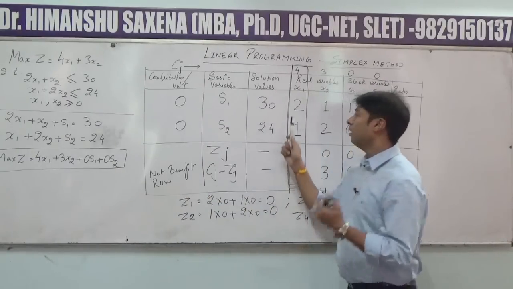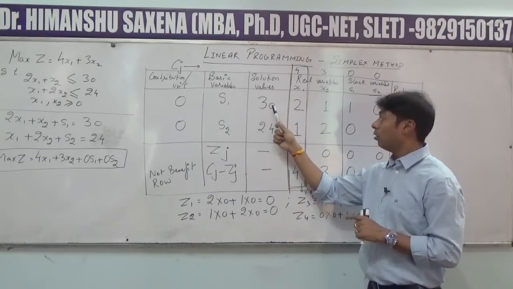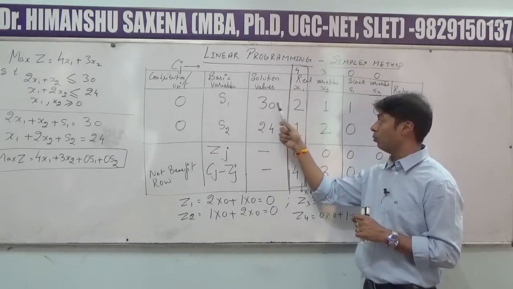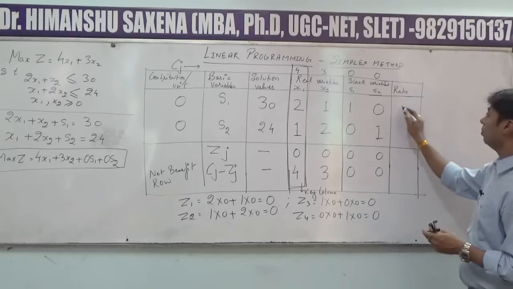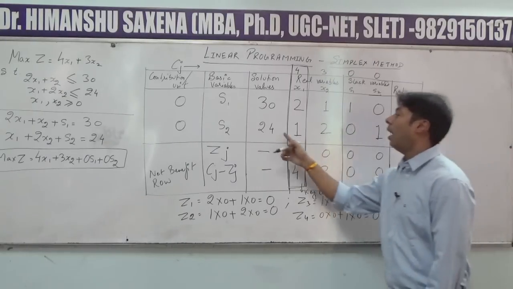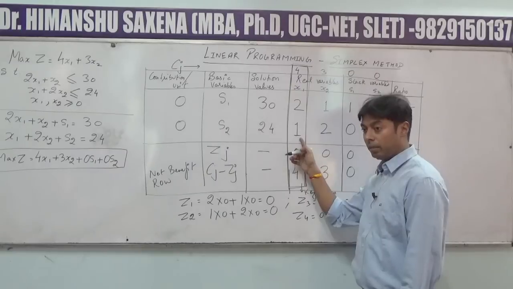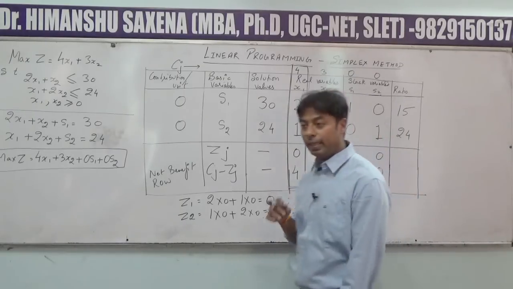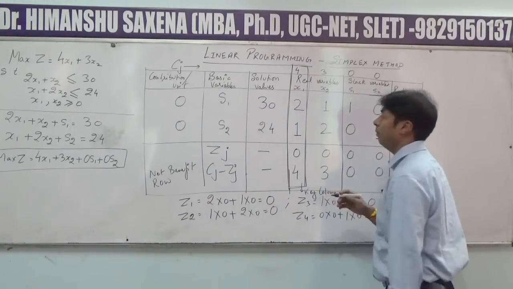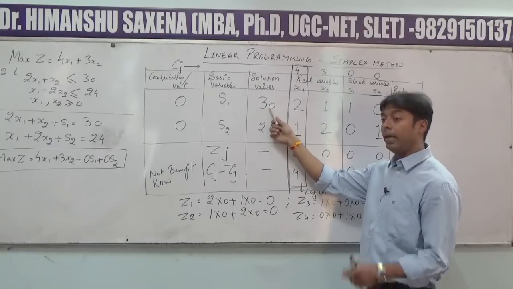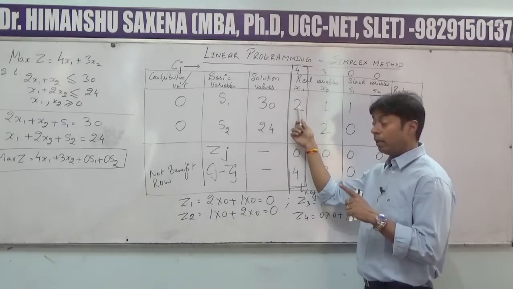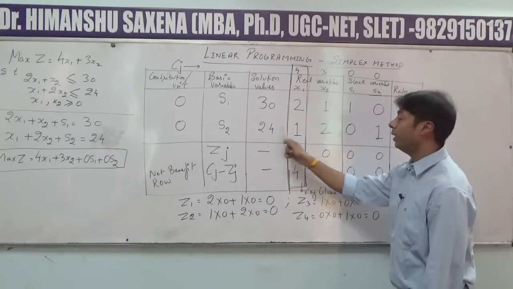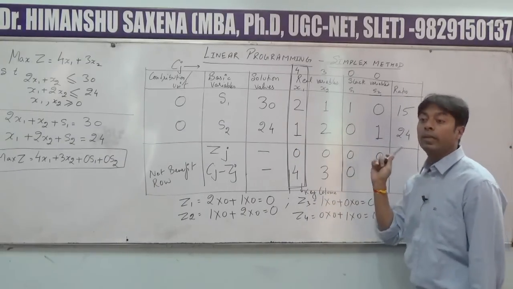Now please see, the first solution value is 30. It has to be divided by the element which is right in front of it, that is 2. So 30 divided by 2 will give you 15, and similarly 24 divided by 1 will give you 24. So that is how we derive the ratios: solution values divided by the elements right in front of them in the key column.